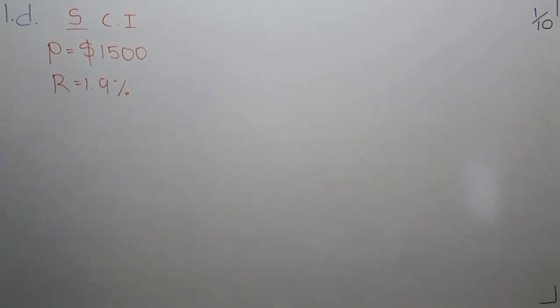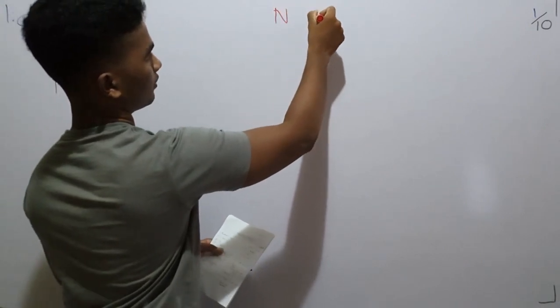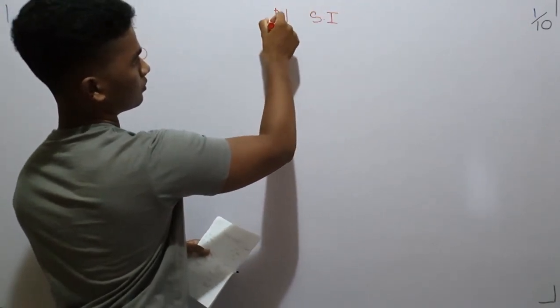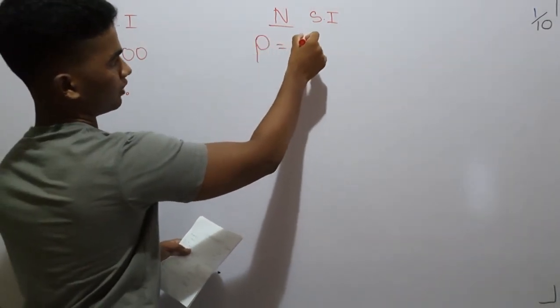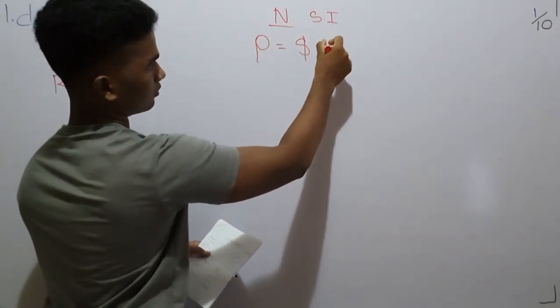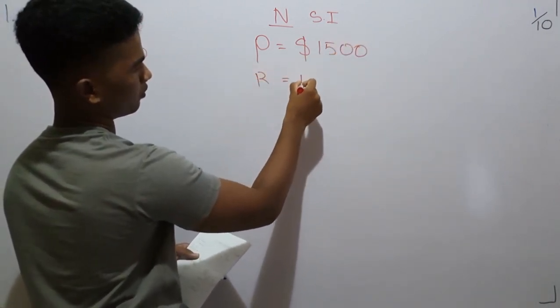Then Nina invests $1,500 in an account paying 1.9% per year simple interest. So Nina, simple interest, she invests $1,500 for the same rate, 1.9%.